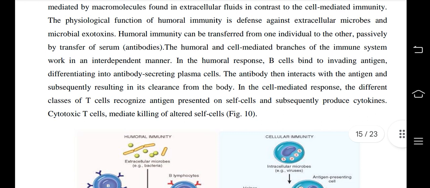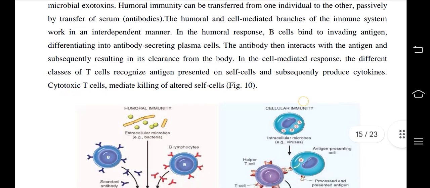The humoral and cell-mediated branches of the immune system work in an independent manner. In the humoral response, B cells bind to invading antigen, differentiating into antibody-secreting plasma cells. The antibody then interacts with the antigen, sequentially resulting in its clearance from the body. In the cell-mediated response, the different classes of T cells recognize antigen presented on cells and subsequently produce cytokines. So, cytotoxic T cells mediate killing of altered cells.